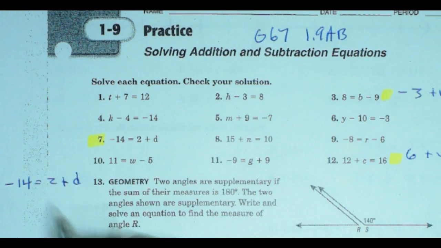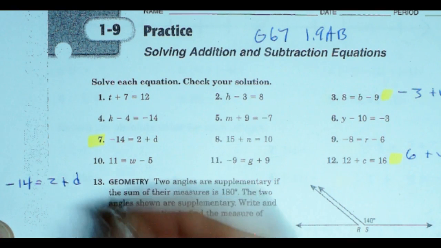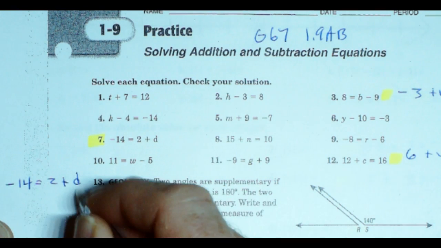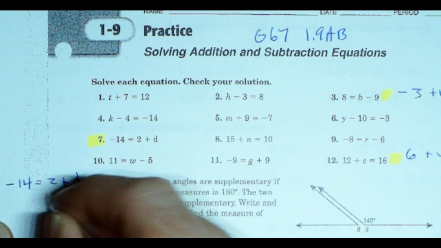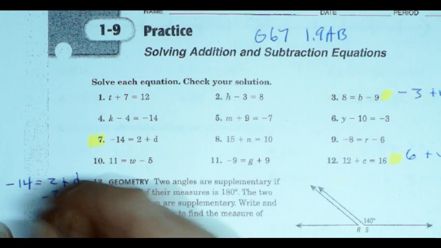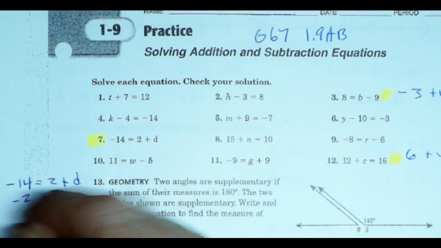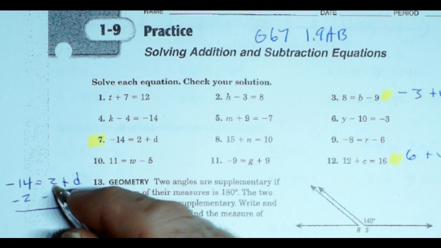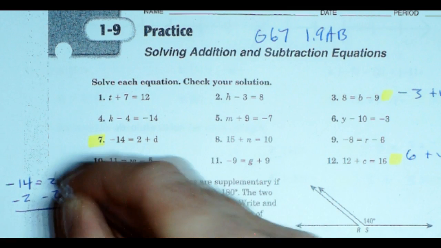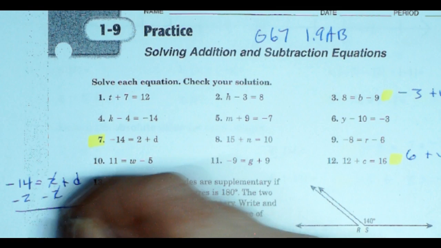All right, we're going to start off with this one. We have a negative 14 equals 2 plus d. Well, we don't want to know what 2 plus d is. We want to know what d is. So I need to get rid of this 2 so d is by itself. So I'm going to subtract 2 from both sides. Now we've got a positive 2 and a negative 2. So these are going to cross out. I've now isolated my variable.